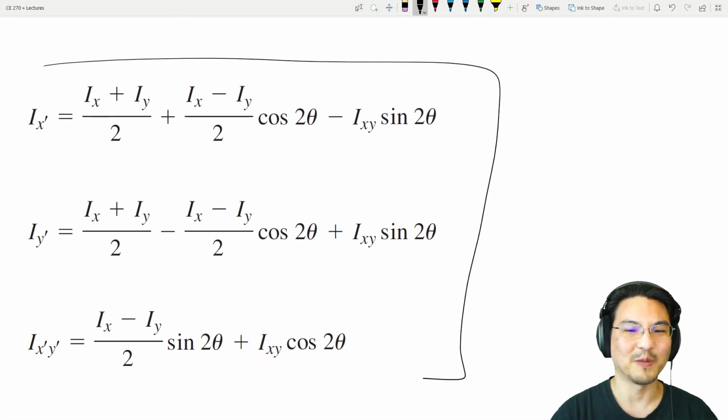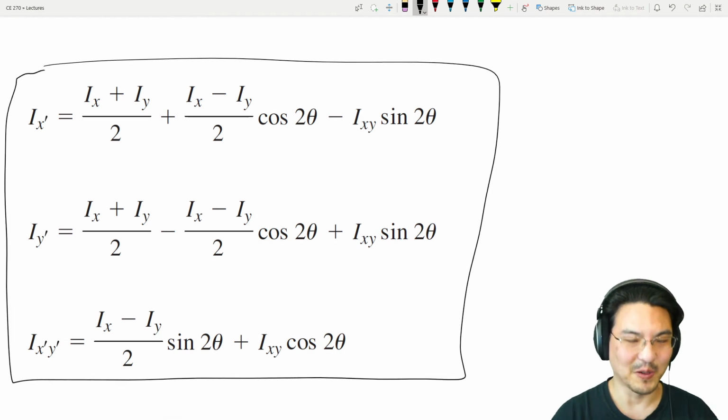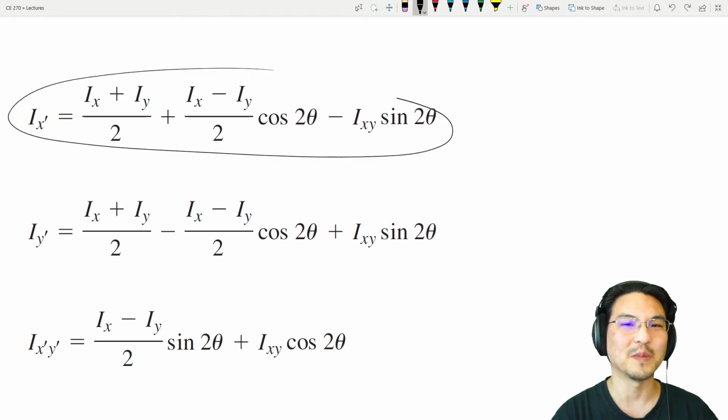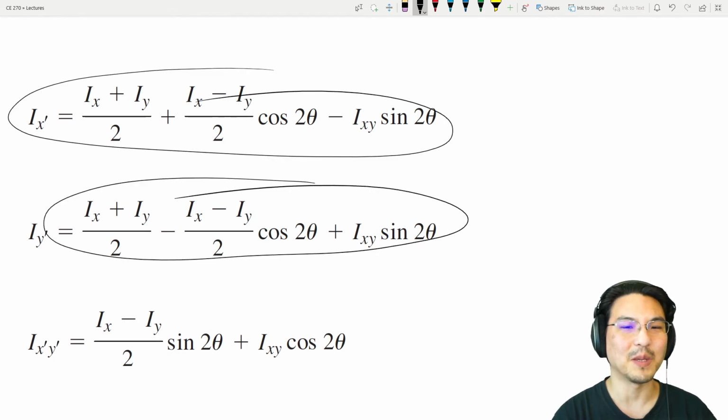So this you can just refer to. Now you know where it came from. You can just use it at this point. Now there are some interesting features when you rotate coordinates. I was saying that if you rotate it to some particular orientation, one becomes a max, one becomes a min.